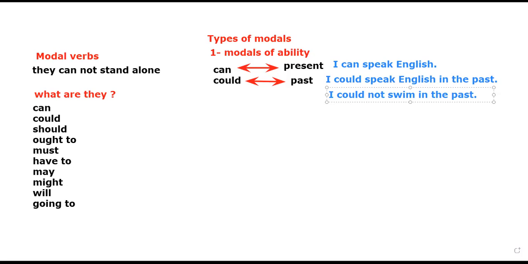Okay, so this is the first type, modals of ability. Okay, so this is number 1. Let's go to number 2.